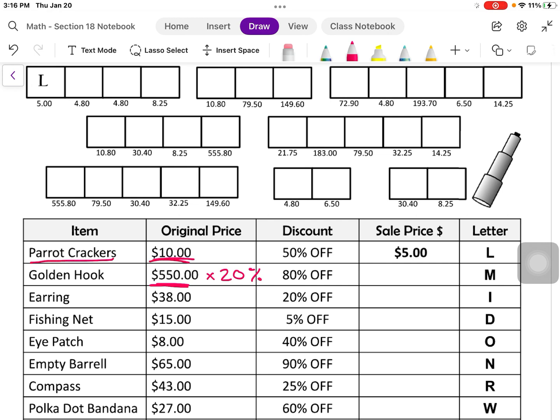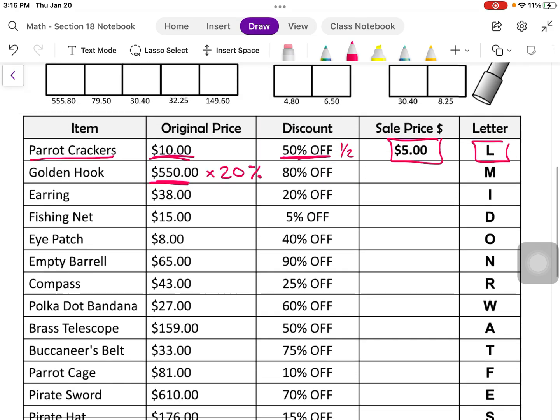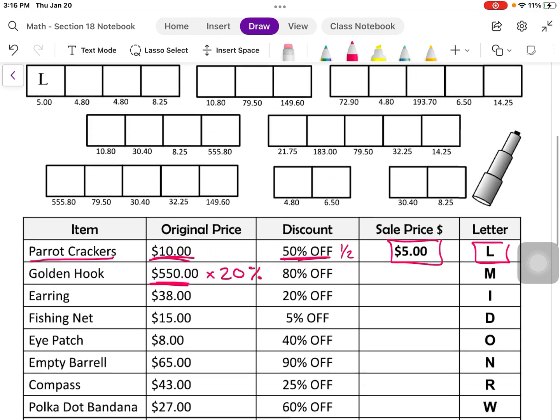The original price is $10 and it's 50% off. Well, I know 50% is like a half. So it's basically half off. So if it's half off of 10, the sale price is going to be $5. Letter L. 50% ones are pretty easy. Unfortunately, I don't have any more 50%ers. One more in there maybe.